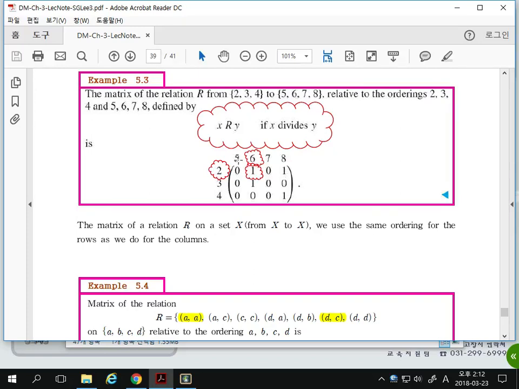3 divides 5? No, so it's 0. 3 divides 6, yes, it's 1. 3 divides 7, no, so 0. 3 divides 8, no, so it's 0. 4 divides 5, no, 0. 4 divides 6, no, it's 0. 4 divides 7, no, so it's 0. 4 divides 8, yes, it is 1. So we can form a 0, 1 matrix from given relations.